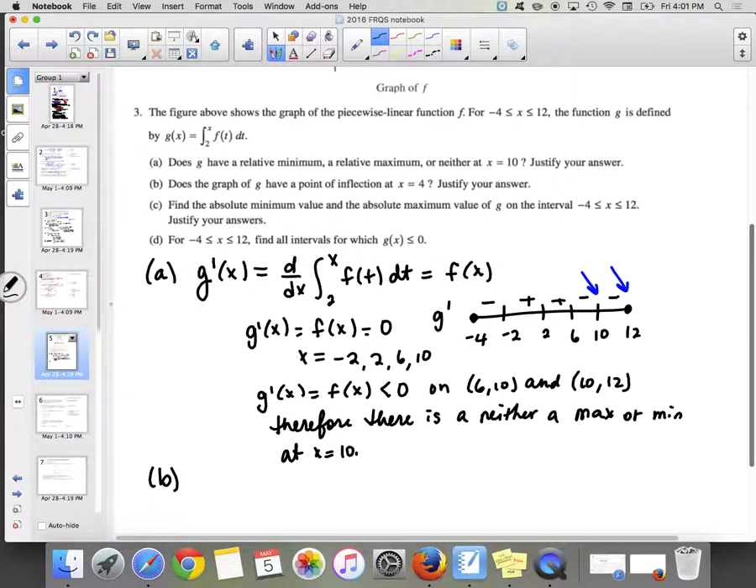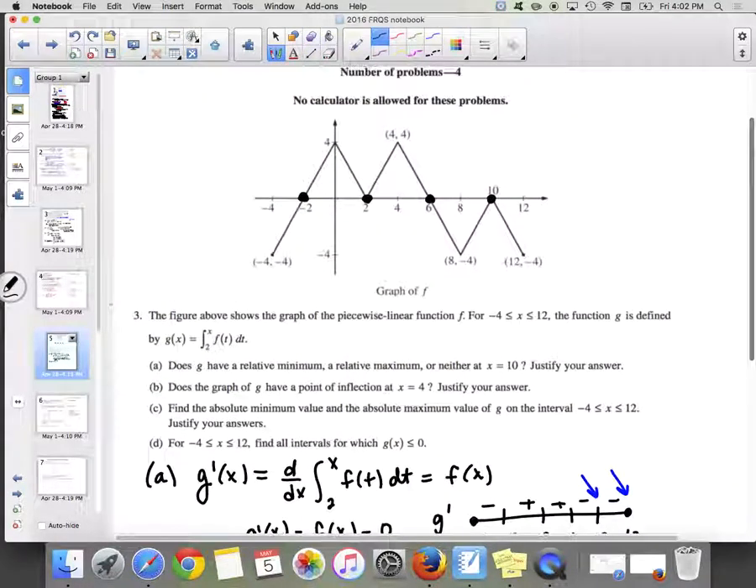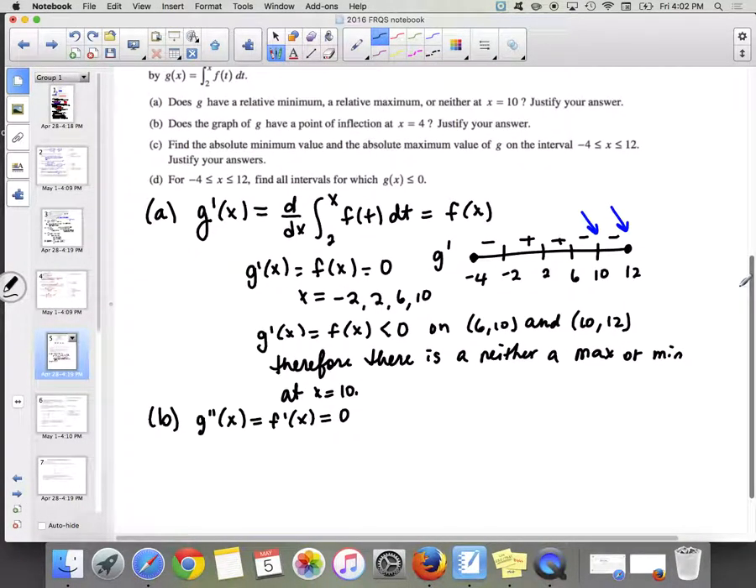All right, so part B, it says, does the graph of g have a point of inflection at x equals 4? A point of inflection at x equals 4 means that g double prime of x would have to change sign at x equals 4. So g double prime of x is going to be f prime of x, because as we know, g prime was equal to f of x, so we take the derivative there. We want to find where that's equal to 0, and g double prime is equal to 0 when f prime is equal to 0, or f prime is undefined. So we're finding where it's equal to 0 or it's undefined.